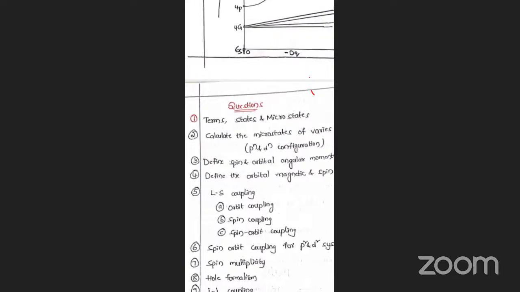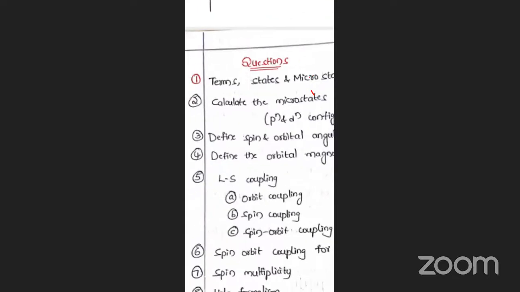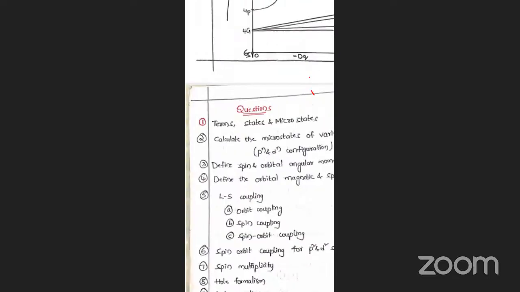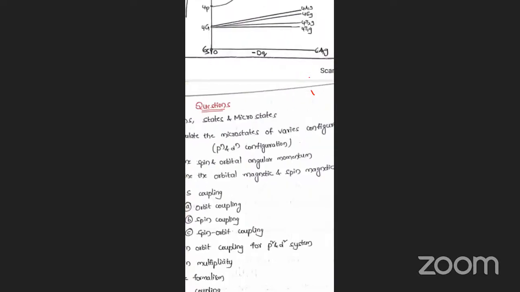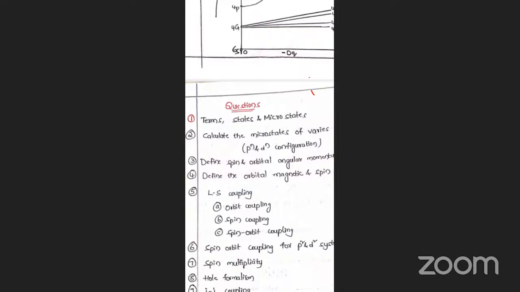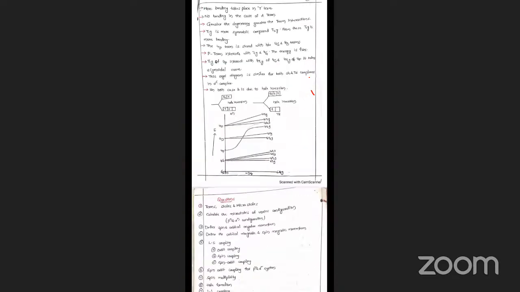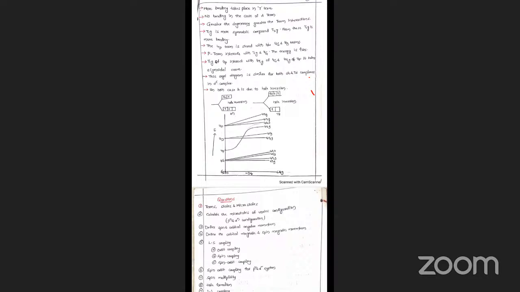Different coupling values are obtained. Another question is LS coupling: orbital coupling, spin coupling, and spin orbit coupling. What about the spin orbit coupling for P2 and D2 systems? Spin multiplicity, JJ coupling, LS coupling. So different types of questions can be asked in the examination. Some important questions are there.